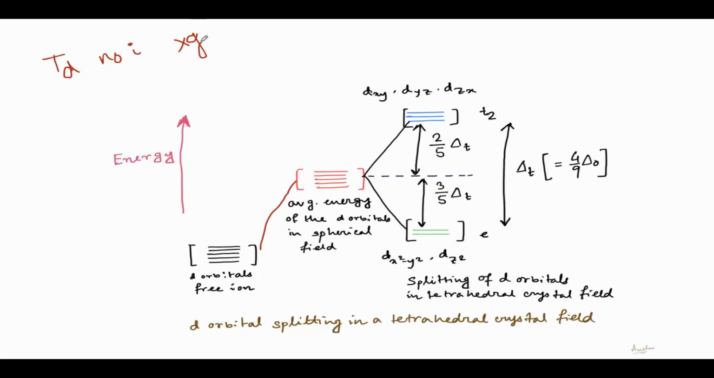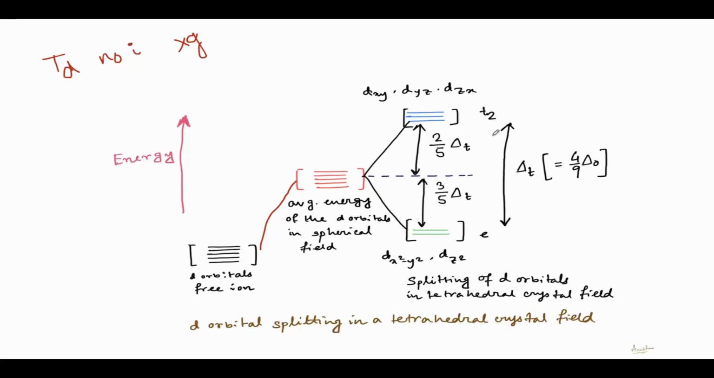Here, since the ligands are not pointed along the axis, dxy, dyz, and dzx experience more repulsion. In case of dx square minus y square and dz square, they experience less repulsion. That's why the splitting is inverted compared to the octahedral field splitting. Rest, all the things are quite similar. The E orbitals have energy 3/5 delta, and here the T2 orbitals have energy 2/5 delta. But here the notation is delta T, not delta O.